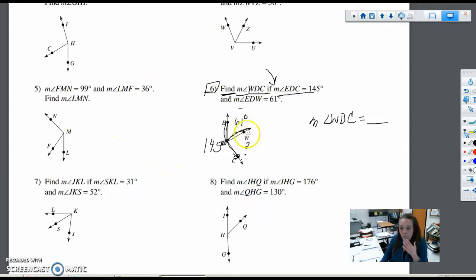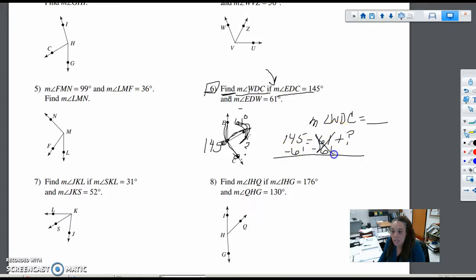We know that the two of these, 61 and the question mark, together should equal 145. So I'm going to write it down the algebraic way. 145 is the whole, which is the same as 61 plus question mark, because these two together make the whole thing up. In order to solve, the common theme is to subtract 61 on both sides. So 145 minus 61 is 84 degrees, which is the question mark. So this measure here is 84 degrees.